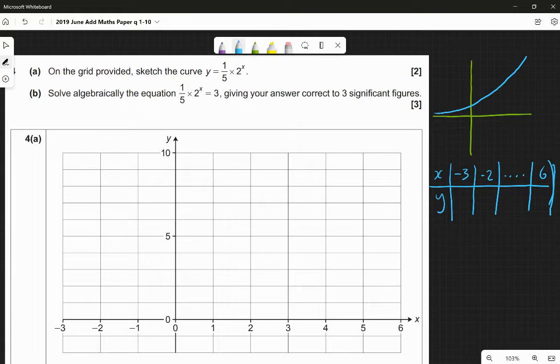So the first one would be 1/5 times 2 to the power of -3, because if x is -3, then you simply replace that x with -3, substitute that in, and find the value of y. So 1/5 times 2 to the power of -3, which would be 1/5 times 1/2 cubed, which would be 1/5 times 1/8, which is 1/40 or 0.025. And then the next one will be 0.05, then 0.1, 0.2, 0.4, etc. Each time, as you go one increase in the x direction, it will double in the y direction.